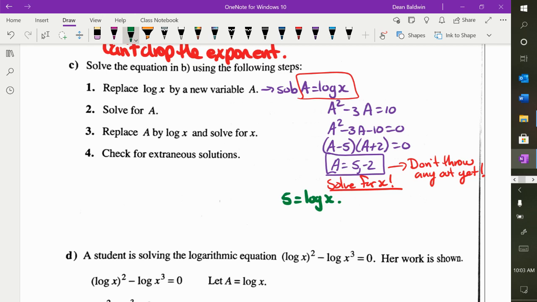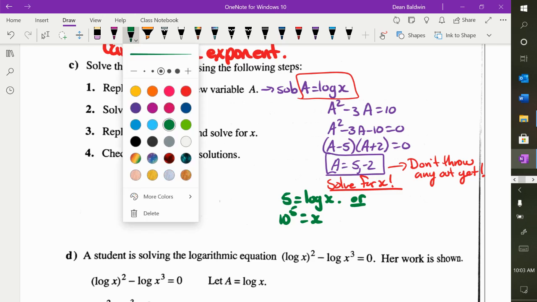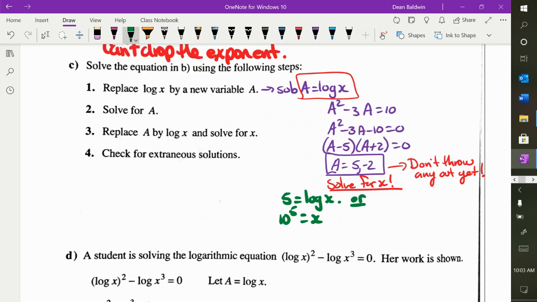Not calculator stuff. Change to exponential, people. What base is it? So 10 to the 5 is equal to x, or negative 2 is equal to log x. So 10 to the negative 2 is equal to x.